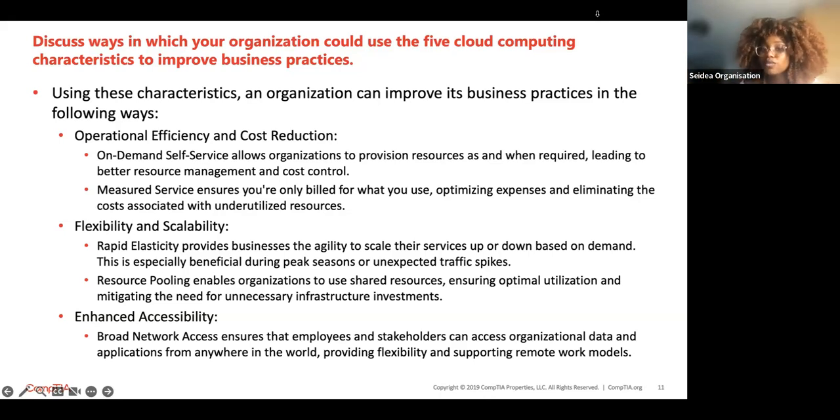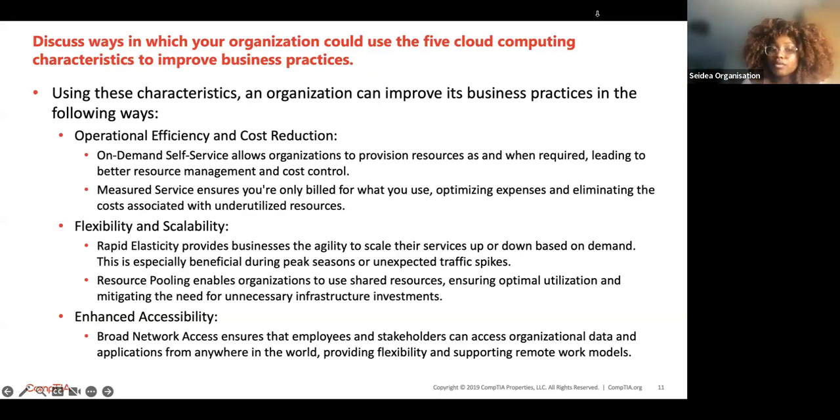So this is beneficial, for example, if you have peak seasons. If you're a retail company and you have Black Friday, you're expecting a spike in your traffic, so you're able to deal with those changes in demand. And then when we look at resource pooling, it falls under flexibility and scalability because it allows organizations to use shared resources, again better optimizing their utilization and mitigating the need for unnecessary infrastructure investment.